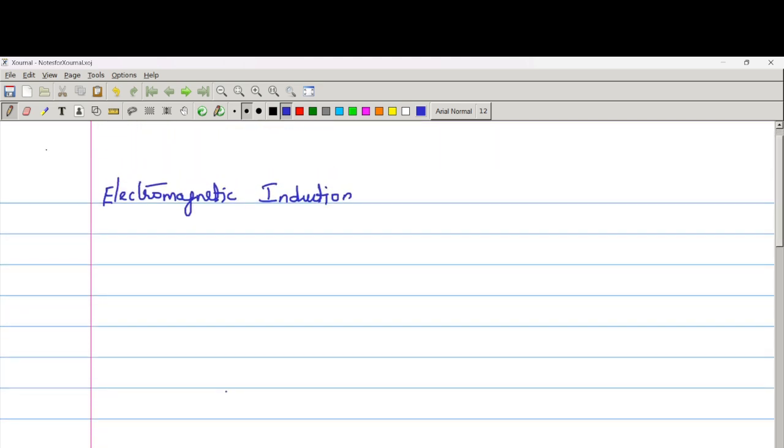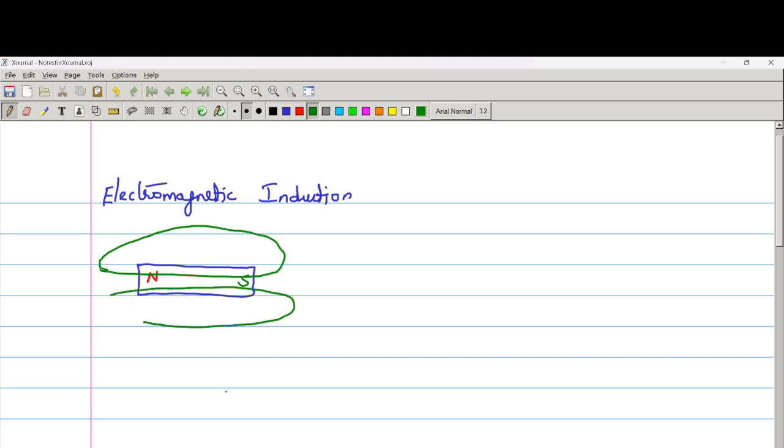Assume that we already know that if we have one magnet like this, this is the north pole and this is the south pole. The flux line passes and comes back. Similarly here also the flux line is like this. The direction will be from this and return back to here, and similarly we can have this and return back to here. So this is the magnetic flux line.